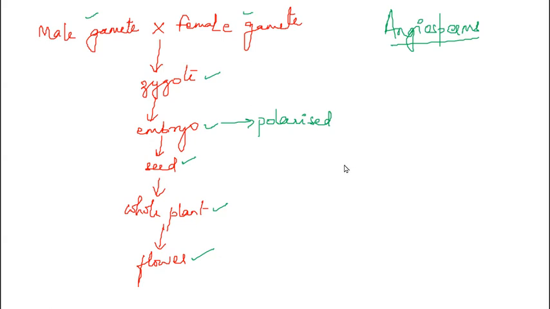Now, we also need to discuss the life cycle of angiosperm. The angiosperm life cycle is haplodiplontic. That means the haploid phase alternates with the diploid phase. So what it is, we will discuss.